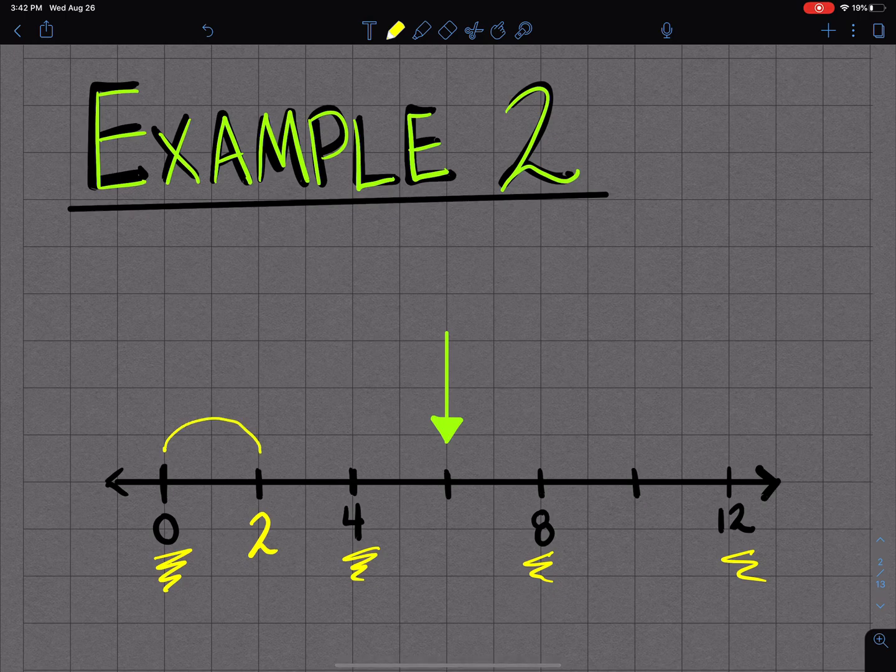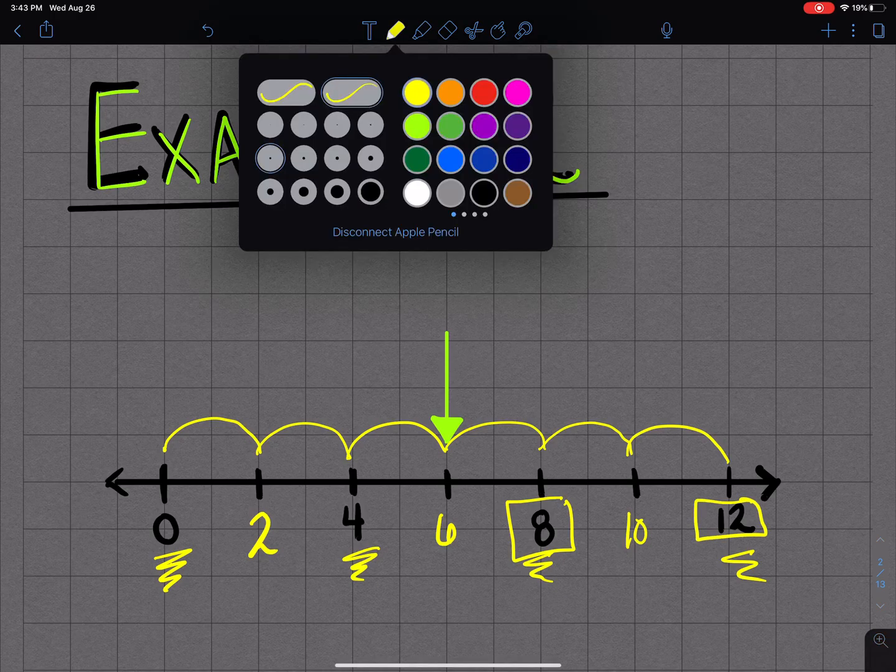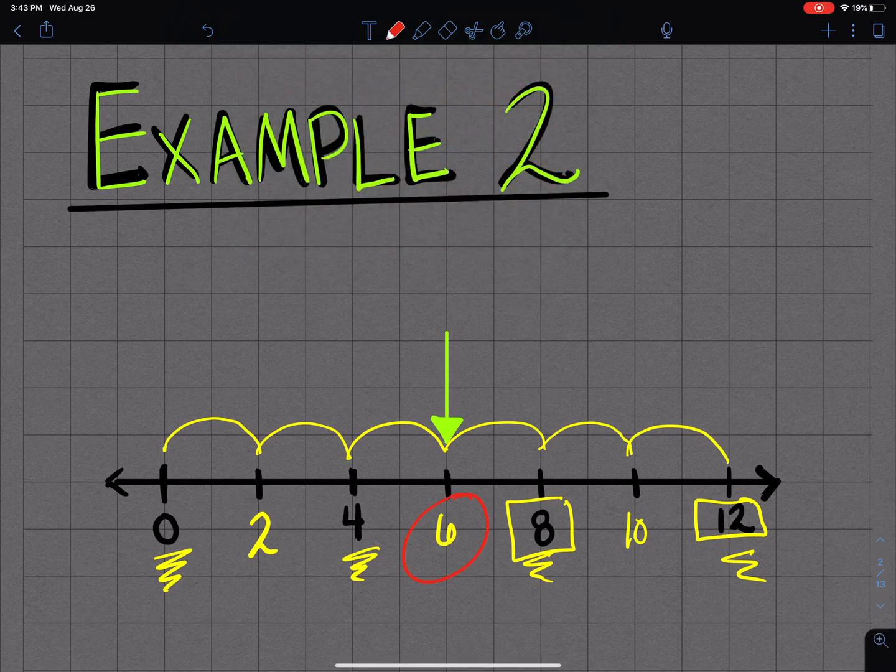So I'm going to go 0 to 2, 4, 6. And then just to be extra sure, I'm going to keep going to make sure I land on the same number that they give us, right? So if I go to the next one, it's 8. Yep, that's right. Then I would expect this to be 10, and I would expect that to be 12, and it is. So I think I got it right. So the final answer is going to be 6. This is pointing to the number 6.